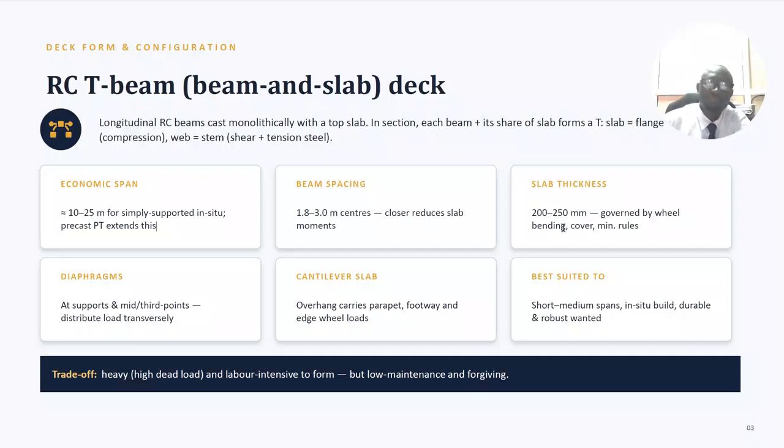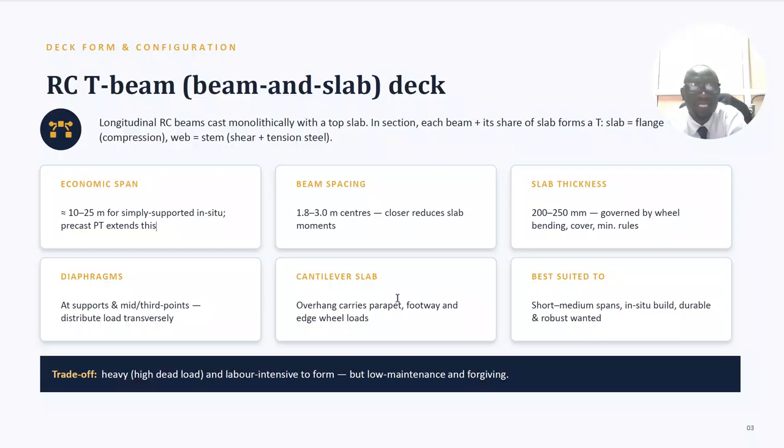Then it goes up to about 300, depending on the spacing between the girders. The diaphragms are at support and mid support, or the mid or third points, and they distribute load transversely. They are critical during construction to control lateral torsional buckling of bridges, because the girders can easily get off.